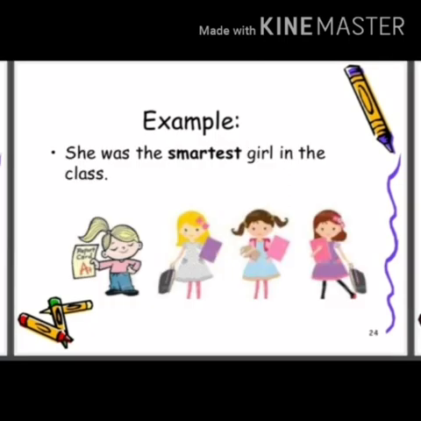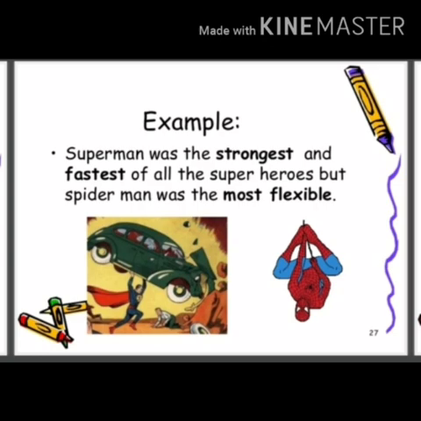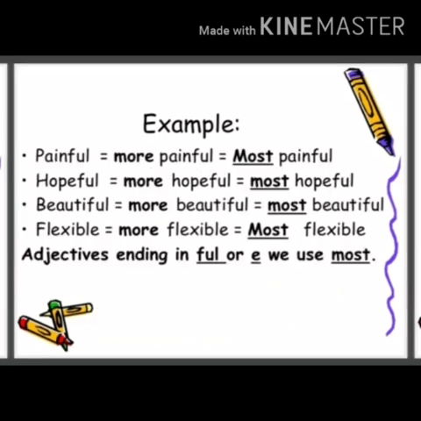Now, our next example: she was the smartest girl in the class. Here, she has been compared to the rest of the girls in her class. Again, one more example: Superman was the strongest and fastest of all superheroes, but Spider-Man was the most flexible. Children, did you notice one thing? That we are using the article before the superlative degree. One more rule is there. For long adjectives, we use most in superlative and more in comparative degree.